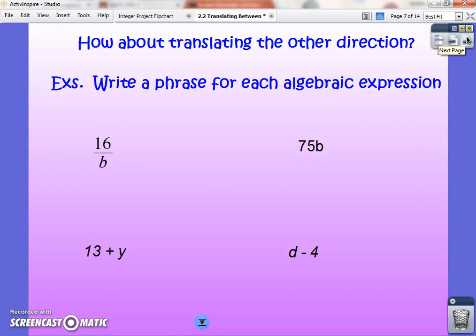Okay, so right now what I want you guys to do is write some phrases for these algebraic expressions. Just like you did on the last one and you saw some examples, you can use that to guide you through here. So for example, for the first one, I could write the quotient of 16 and b. Notice how I said 16 first and then b. Or I could say 16 split into b groups, and so on. So I want you to pause the video, write a phrase for each algebraic expression, and then pair and share in your groups when everyone is done.